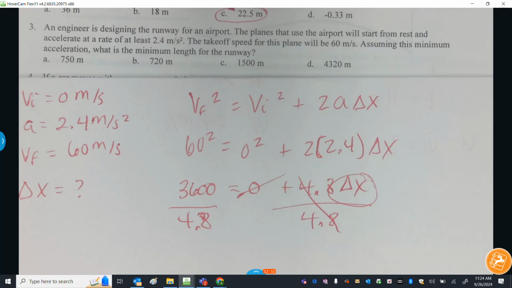Does anybody have a question about number 3? About 80% of you guys got that question right. Let's see, what was the campus? 74, so better than that.